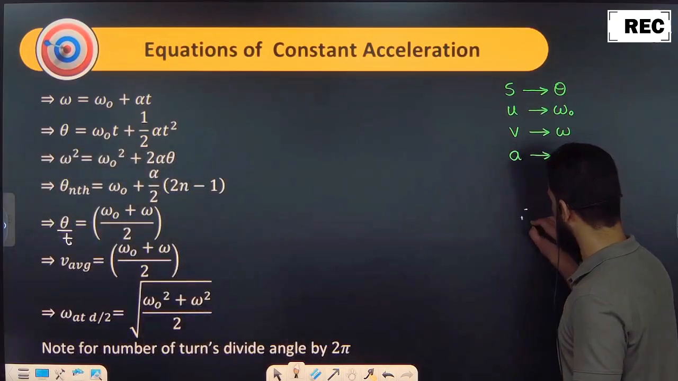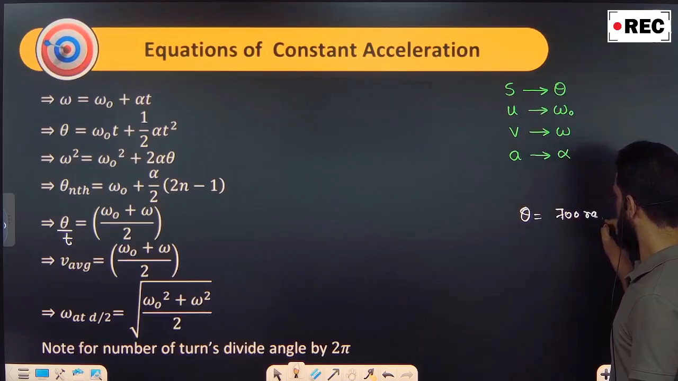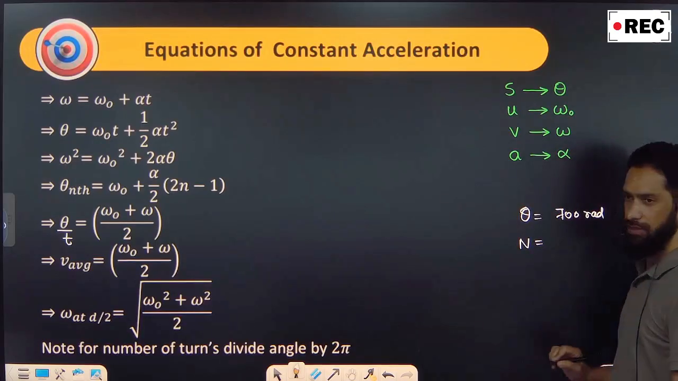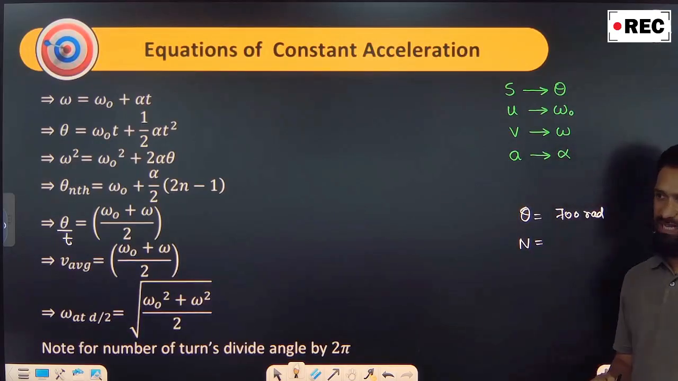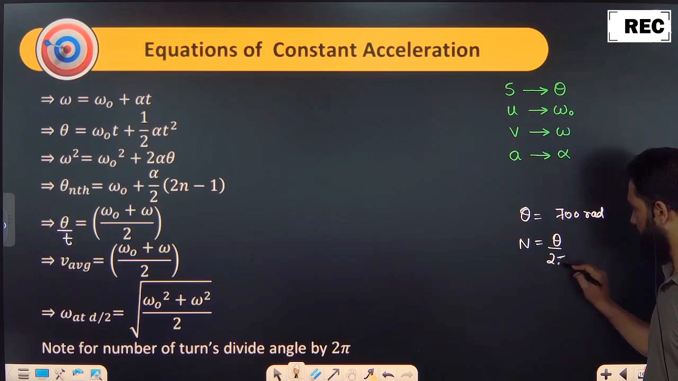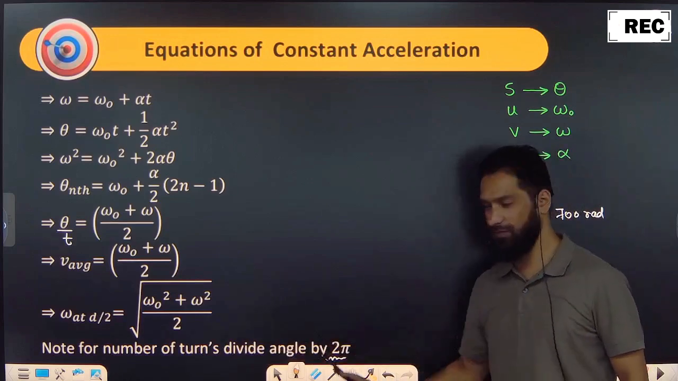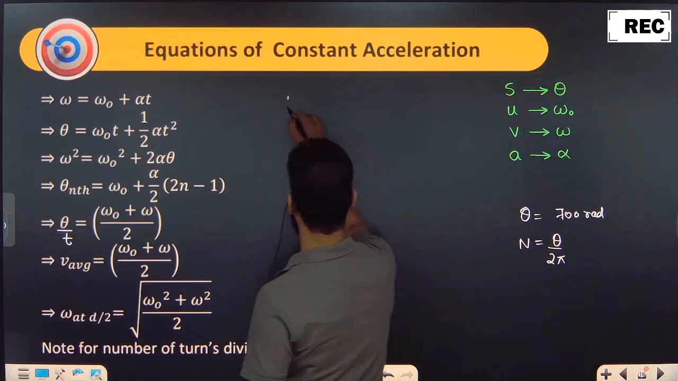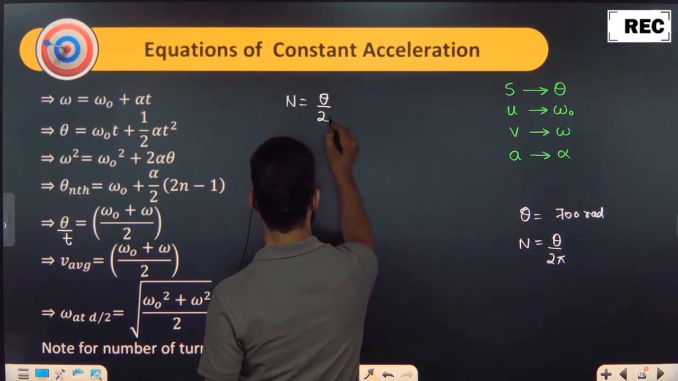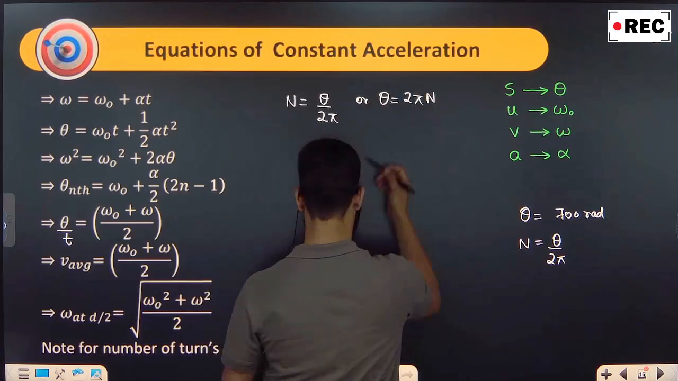So if it says at the end how many number of turns are covered, say for example I give you theta is equal to 700 radians. Tell me how many turns there will be? In one turn the angle is 2 pi, so 2 turns is 4 pi. So how will the number of turns come? Theta upon 2 pi. Simple. Whenever you divide theta by 2 pi you will get the number of turns. Or you can also write the angular displacement as 2 pi n. I told you this before.